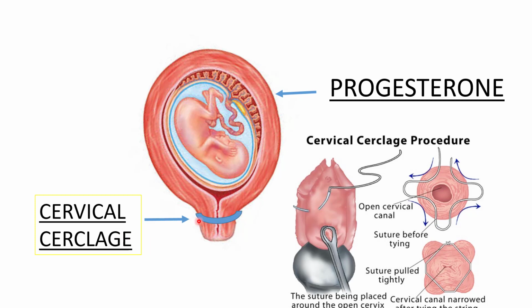So this is a cervical cerclage. We are just suturing the cervix. So it is a very easy concept. If someone asks you in exams how we can do prevention of preterm labor, just write down we can give progesterone, we can do cervical cerclage.